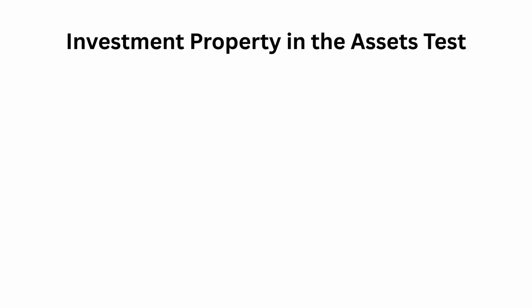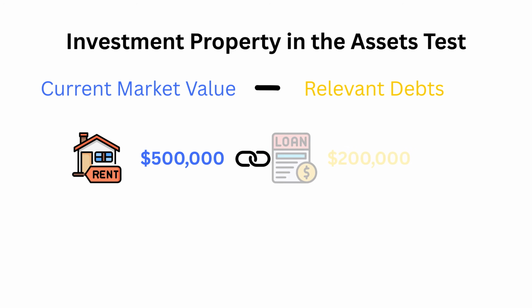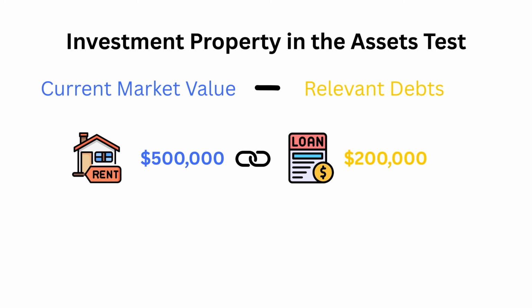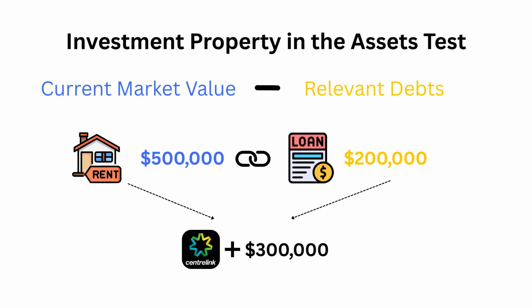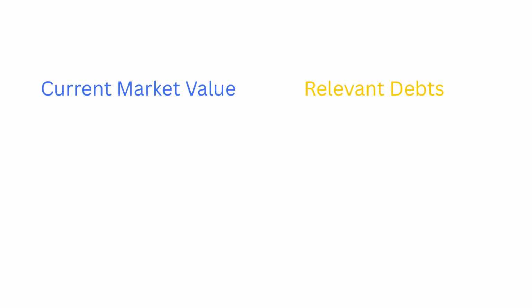Now let's talk about how an investment property is assessed under the assets test. What's included is the property's current market value minus any relevant debts. For example, if you own a rental property worth $500,000 with a $200,000 mortgage secured against it, the amount counted under the assets test for your age pension is $300,000. In other words, only your equity in the property is assessed. It sounds simple enough, but many people get caught up in the details. So let's take a closer look at these two concepts.